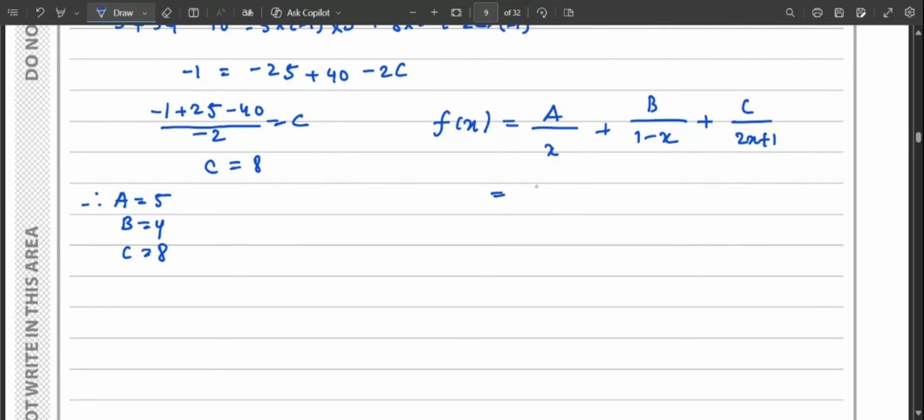So we will input our values here, 5 by x plus 4 by 1 minus x plus 8 by 2x plus 1. This is our final expression for the partial fractions. So we had a combined fraction in our function, and we are now writing it as a partial fraction.